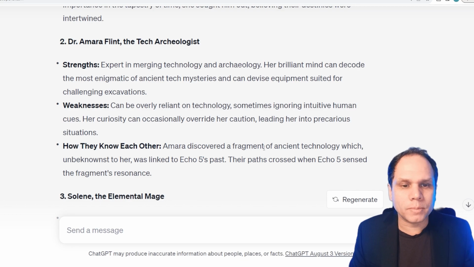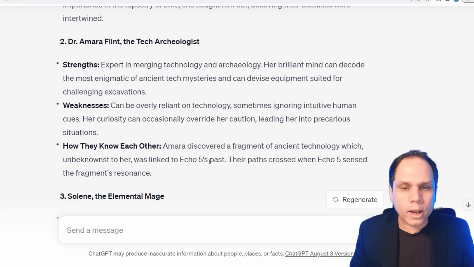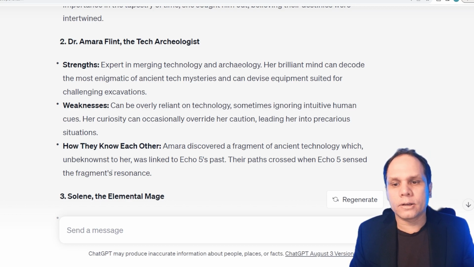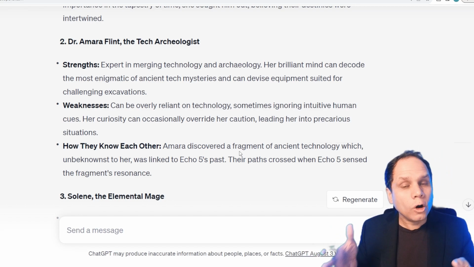Amara discovered a fragment of ancient technology which, unbeknownst to her, was linked to Echo 5's past. Their paths crossed when Echo 5 sensed the fragment's resonance. So while I was reading this, I was thinking, fragment. I'm like, what if his love interest is also a robot?